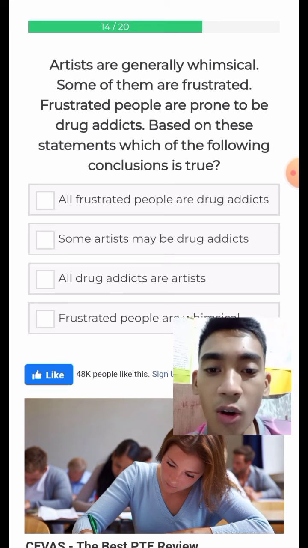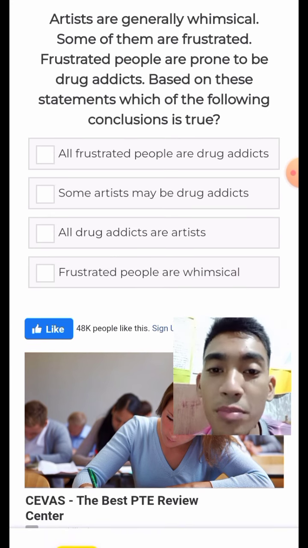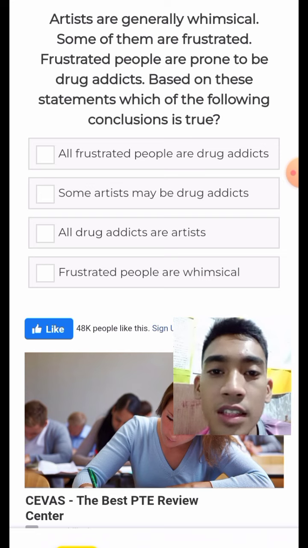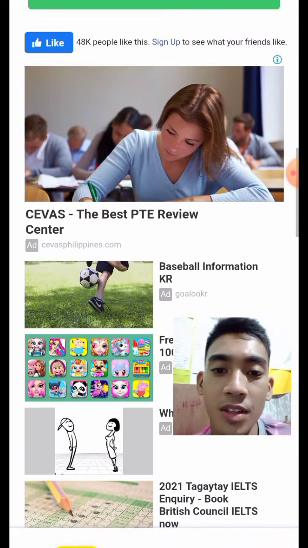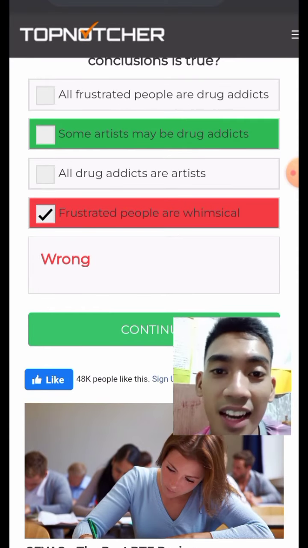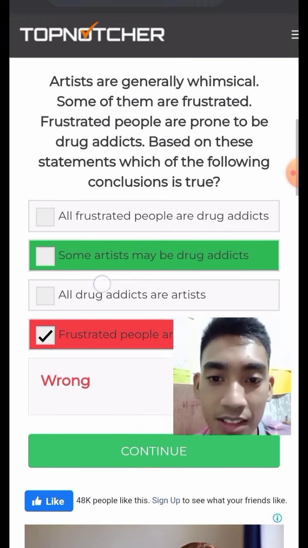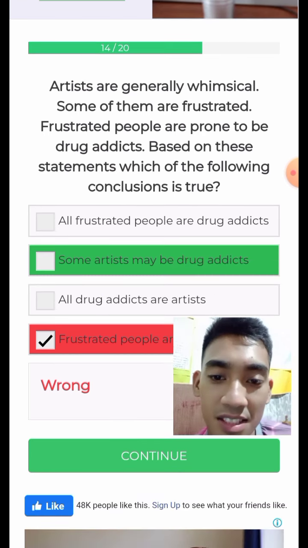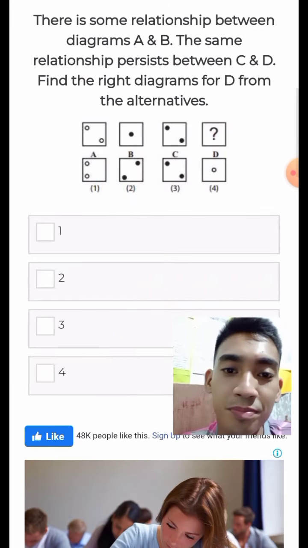It could be all drug addicts are artists. No. Frustrated people are whimsical. This is a combination. So some of the artists are whimsical. So frustrated people are whimsical. Let's try this. Okay? Some artists may be drug addicts. Artists combine it with the definition of frustrated. So some of the artists are drug addicts. Maybe drug addicts. Continue. Next.